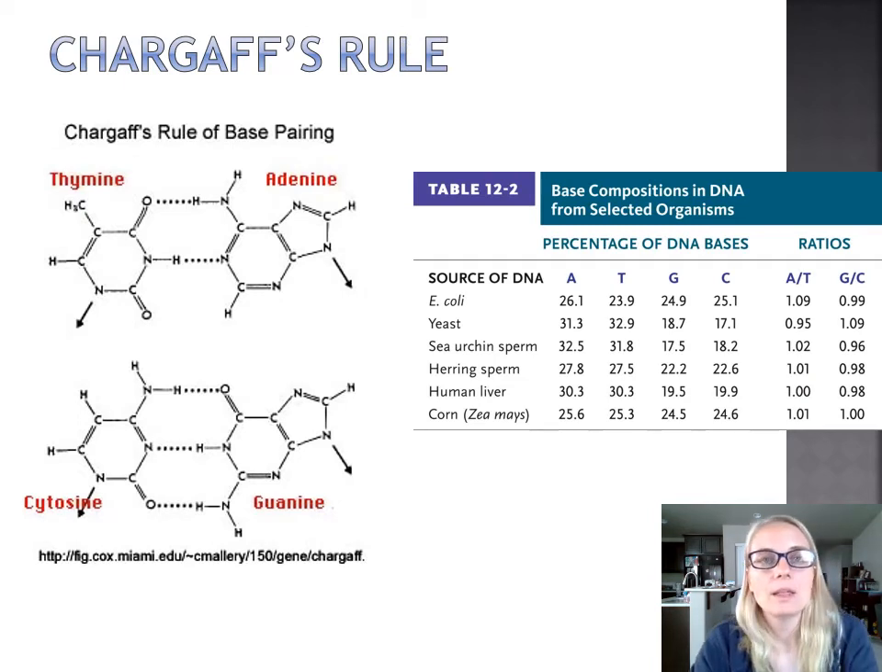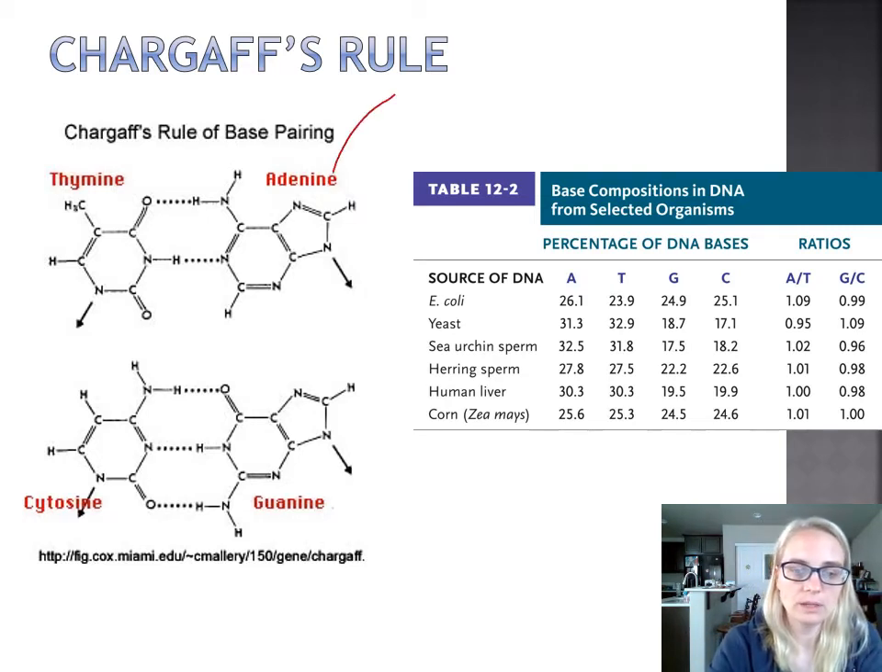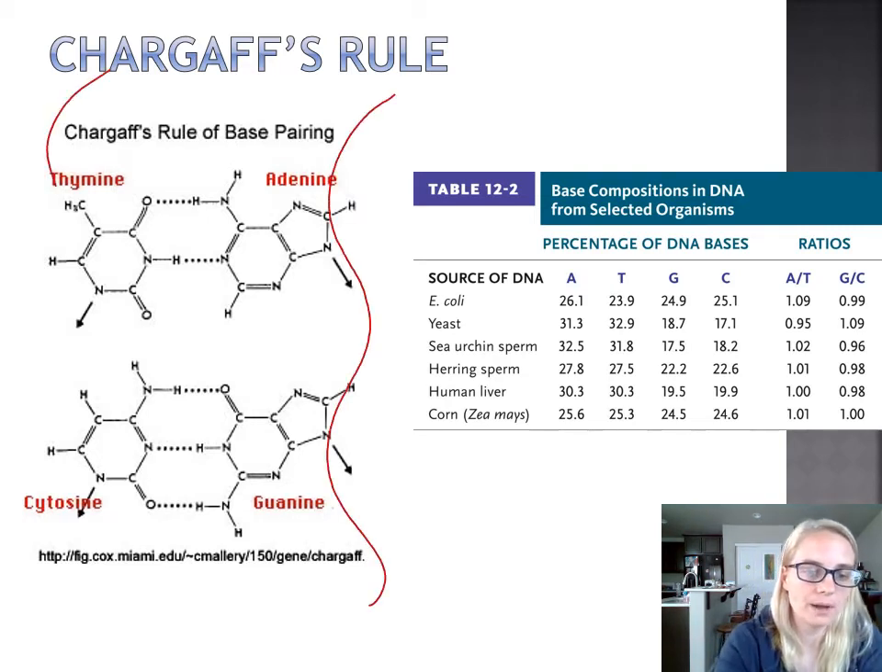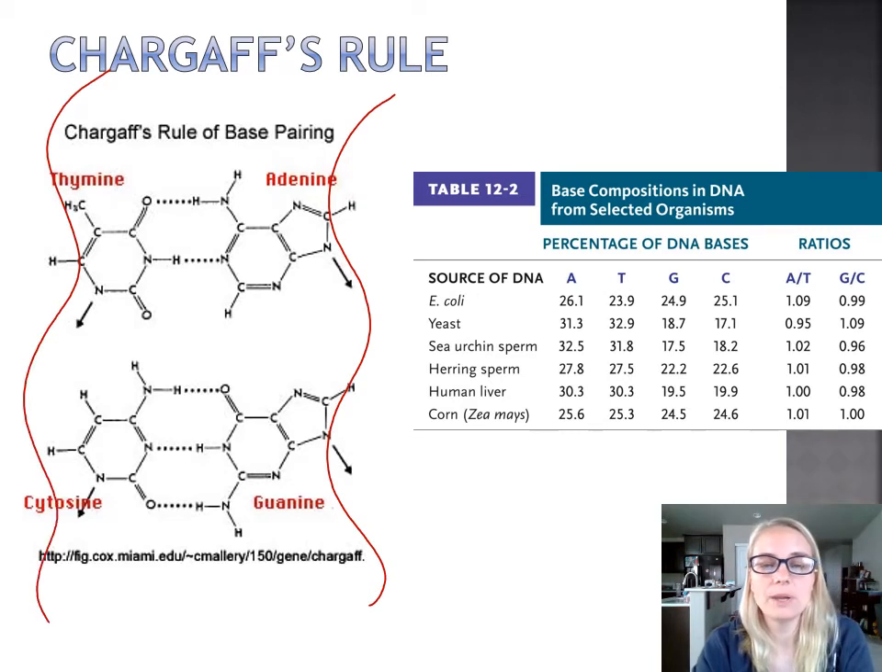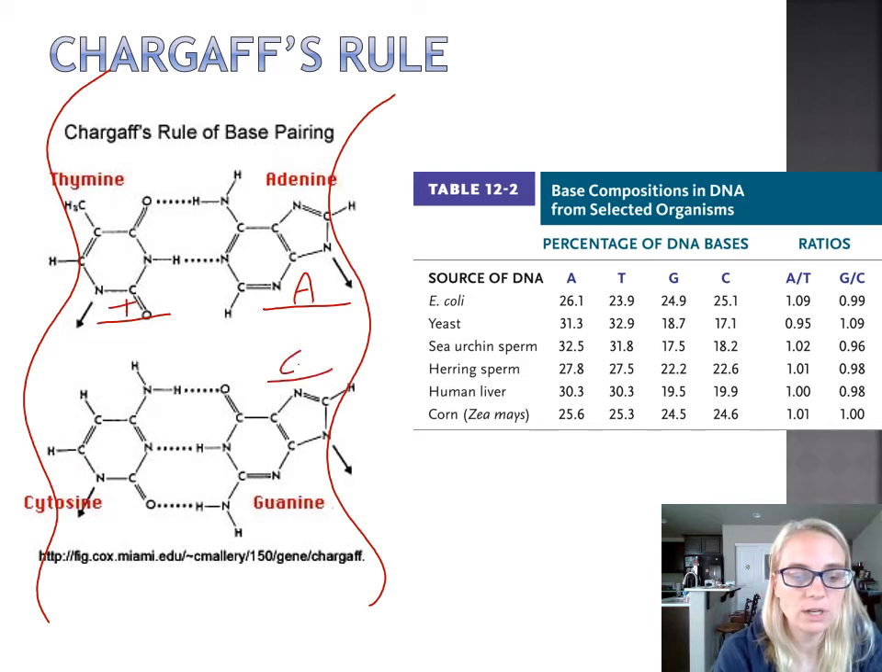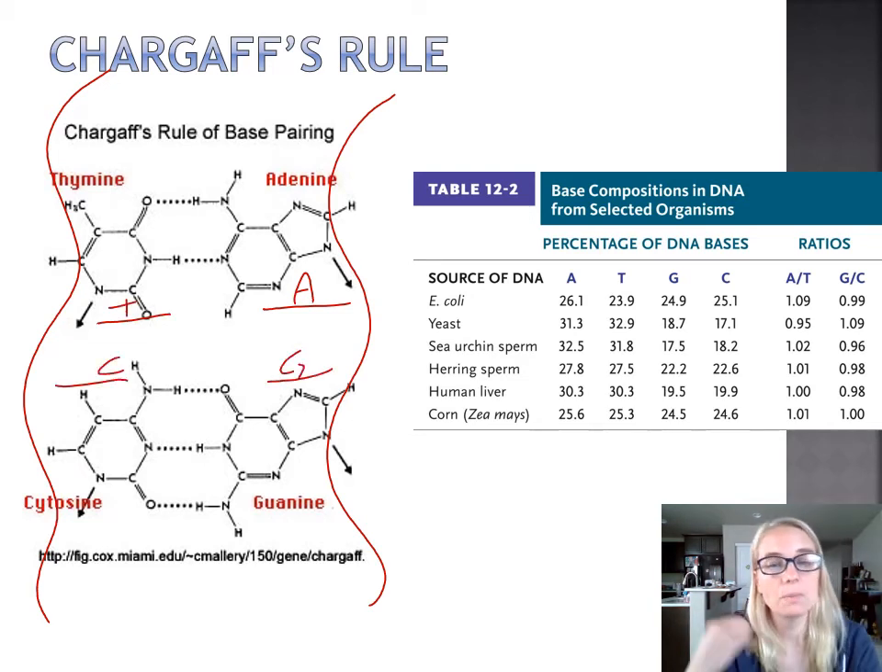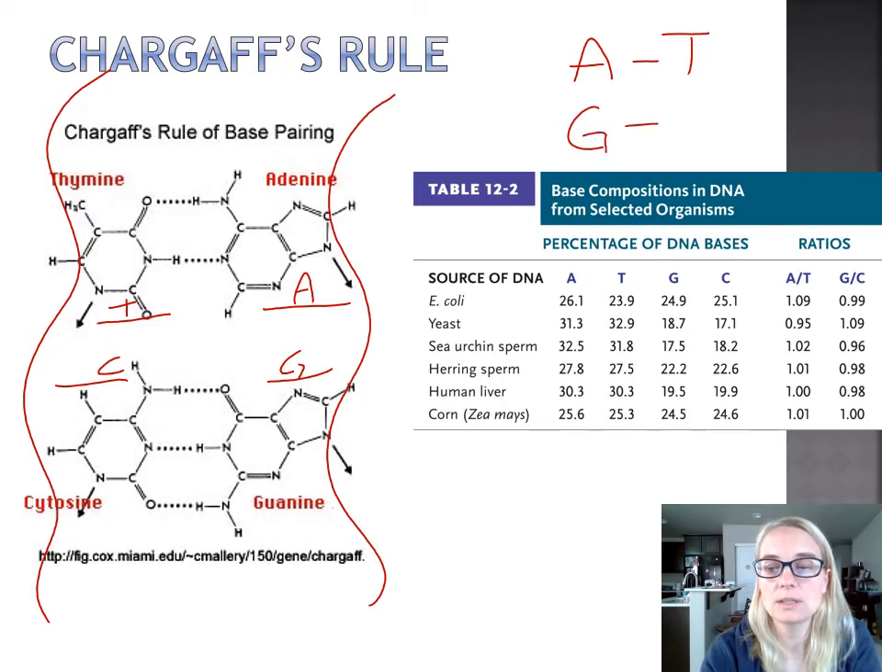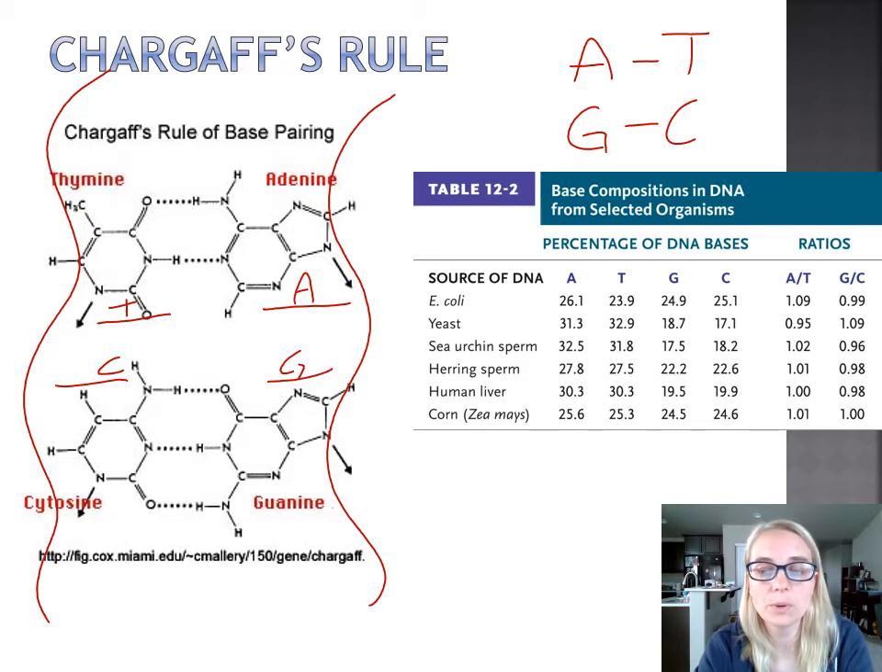Then we take a look at those partnerships between the bases. If this was our double helix, here's our sugar phosphate backbone, then the bases sticking off, we have an A matching with a T, and we have a G matching with a C. You might remember this from chapter 3: A's pair with T's and G's pair with C's. This is what's called Chargaff's rule or the base pair rule.